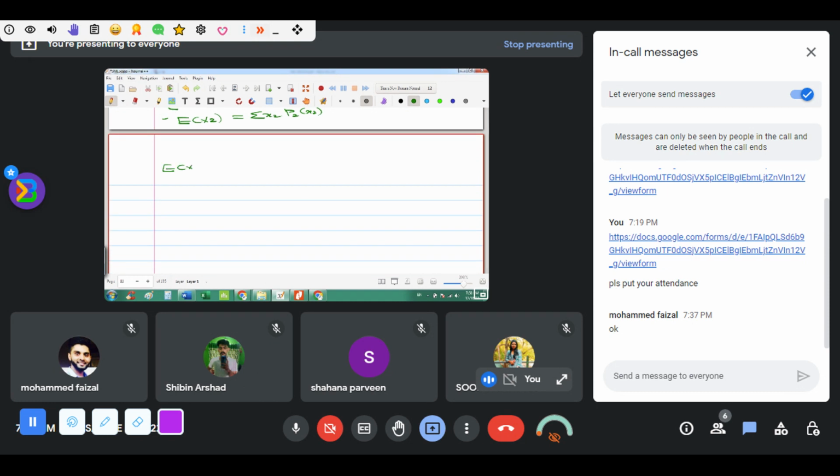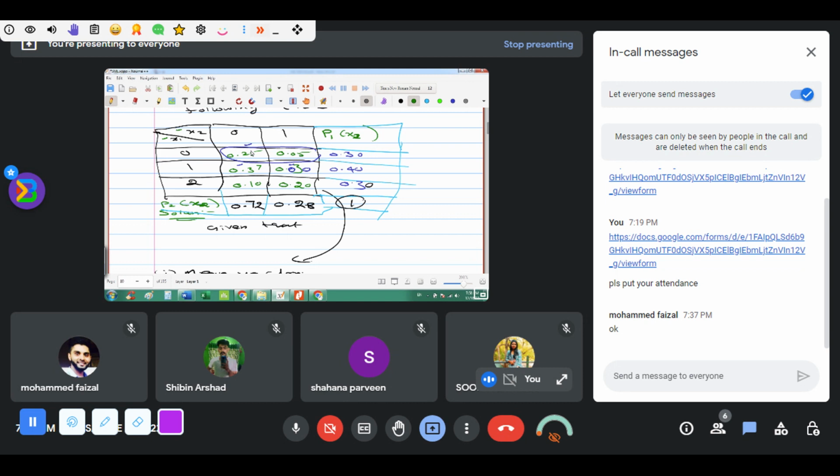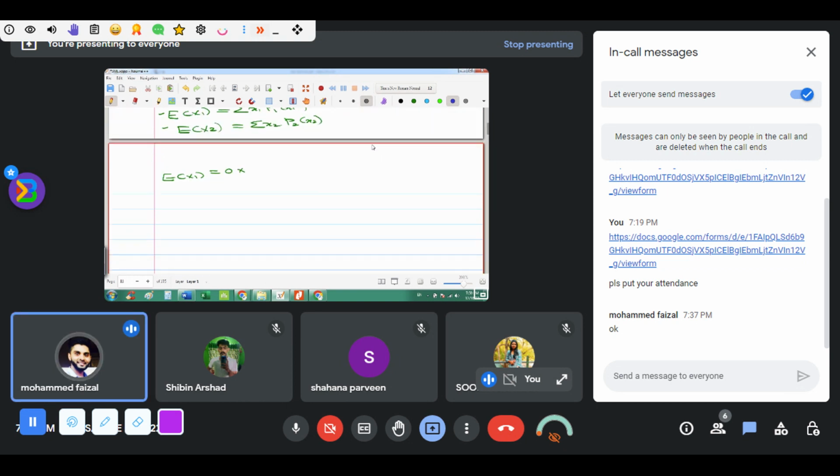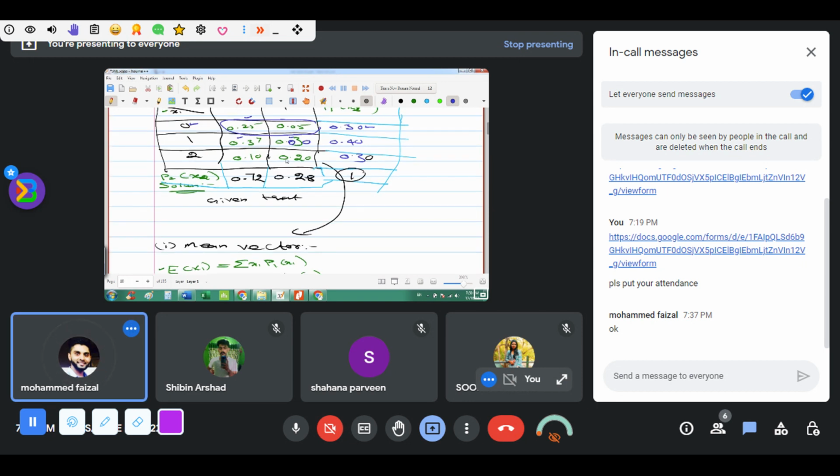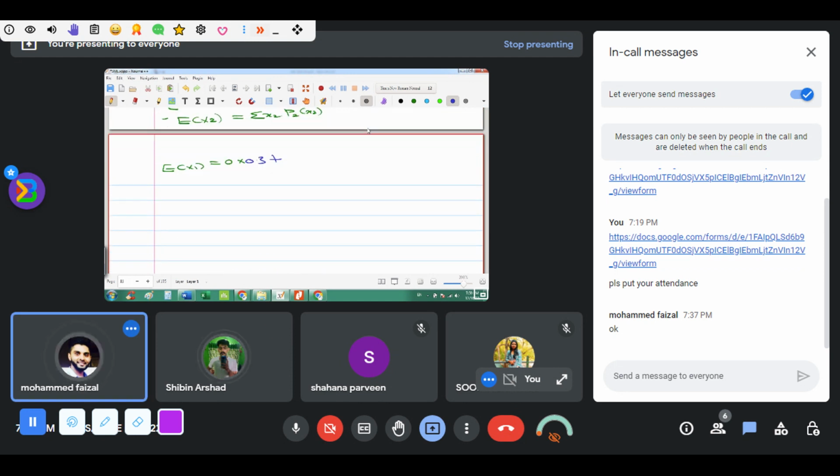Therefore, first calculation, E of x1 is equal to, what is the first x1 value? The x1 value is 0, into the corresponding probability value. What is the corresponding probability value? 0.3, correct? Therefore 0 into 0.3, plus, what is the next value? 1, into what is the value here? 0.4.